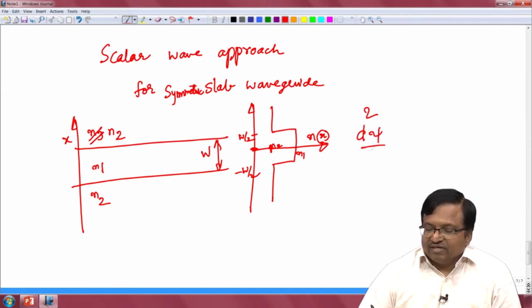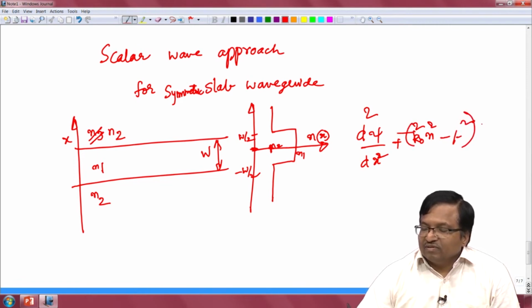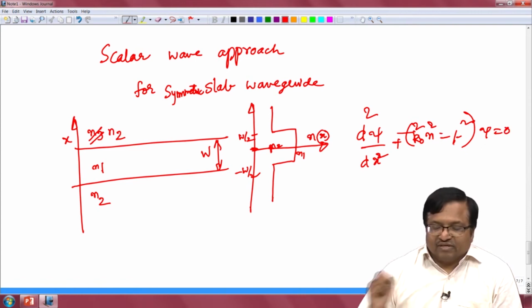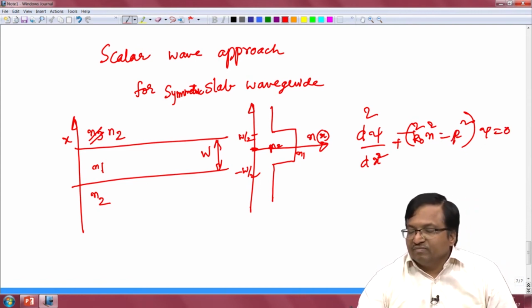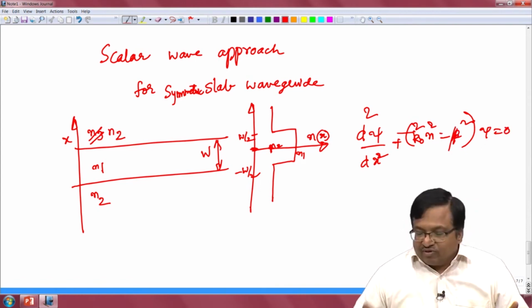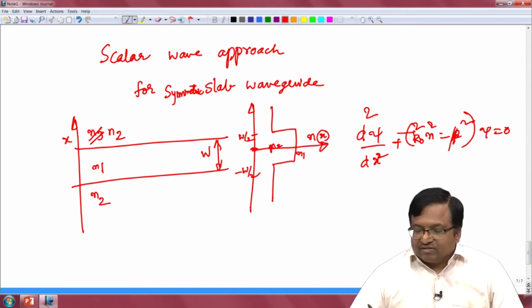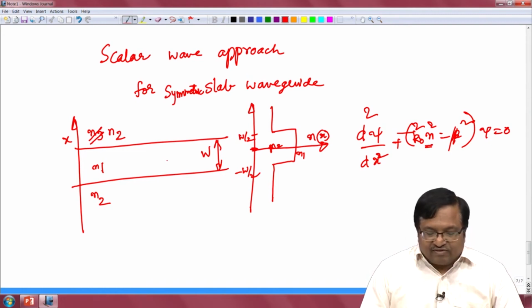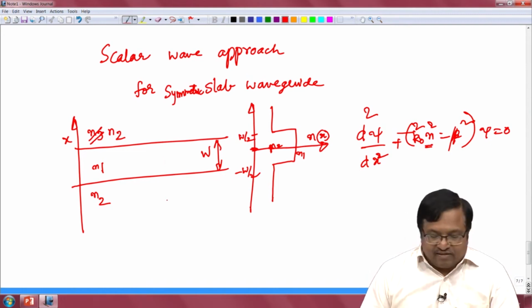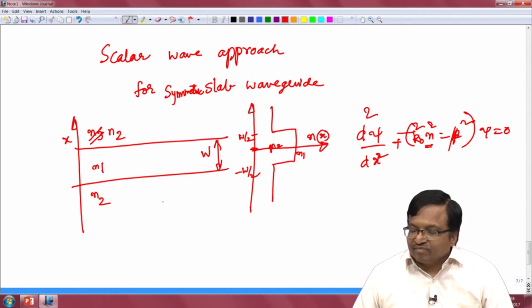The corresponding wave equation turns out to be d square psi by d x square plus k 0 square n square minus beta square of psi equal to 0. Our problem is to find the psi and beta simultaneously. We should remember that this contains a refractive index profile, which has a refractive index n1 in the core and n2 in the cladding.